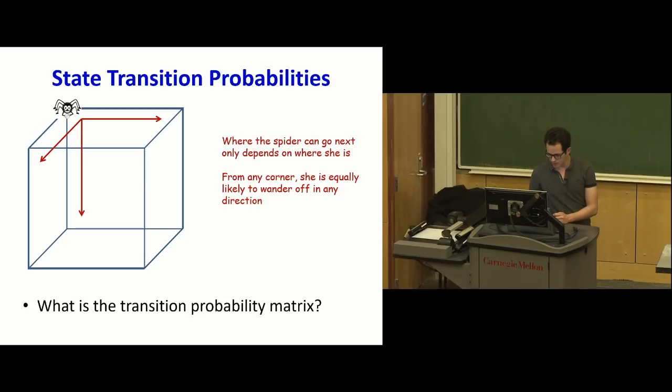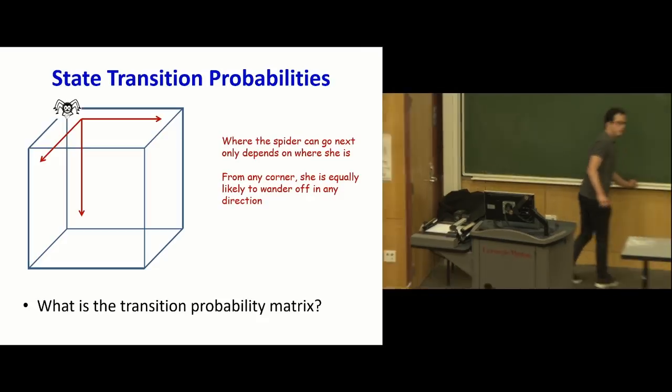So in the spider case, so this time it can go in all directions, what would the transition probability matrix be? That's a question. That's the example we saw at the very beginning, so it should be relatively similar to that.